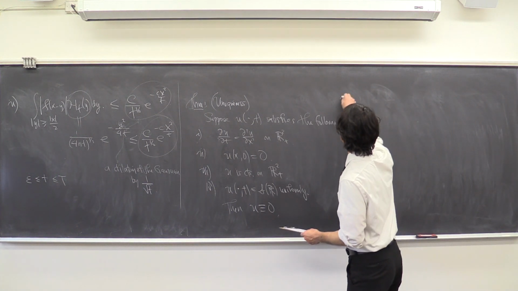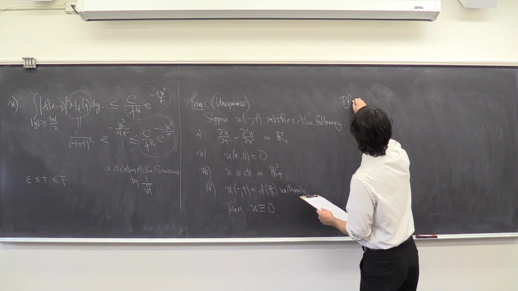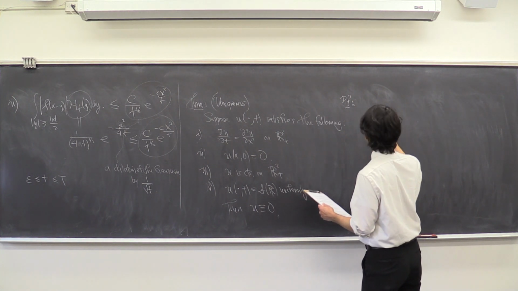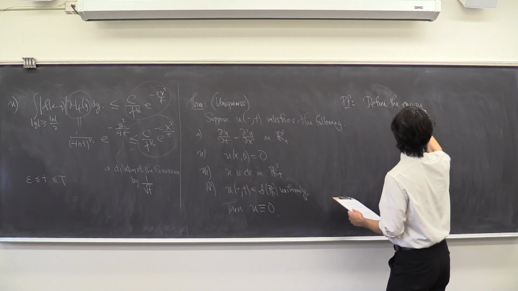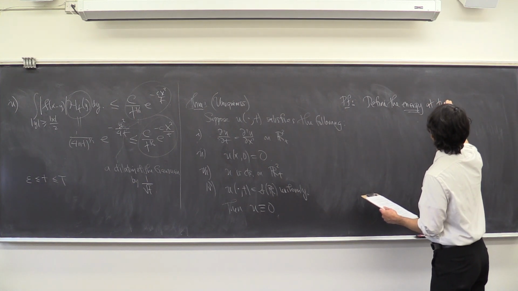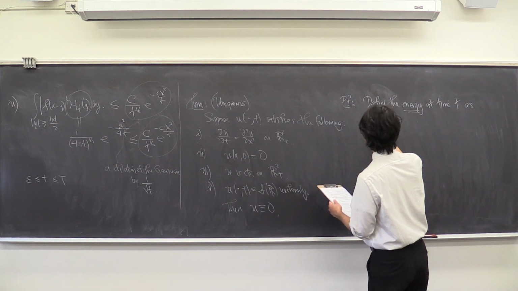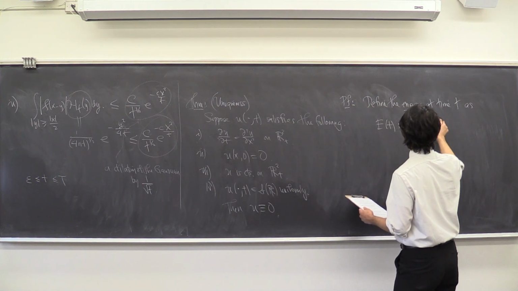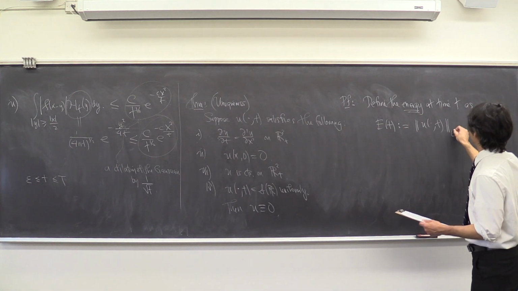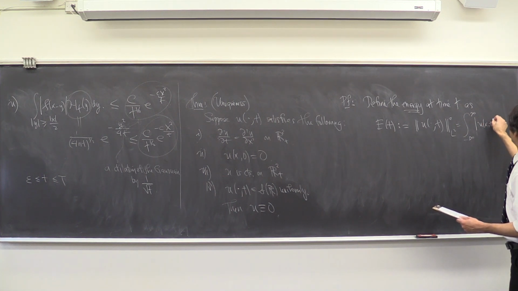And the proof is kind of fun. It relies on this idea called energy. We define the energy at time t as just the square of the L2 norm. So E(t) is the L2 norm of the function squared. In other words, the integral of |u(x,t)|^2 dx.